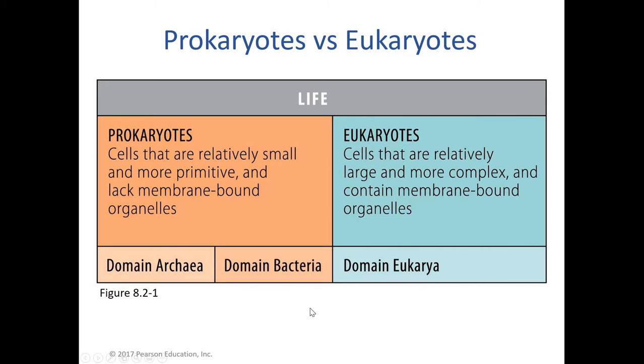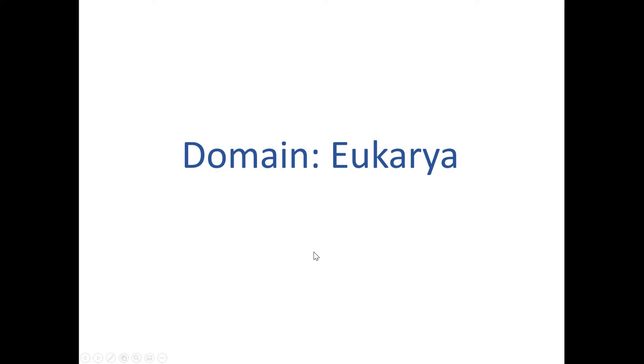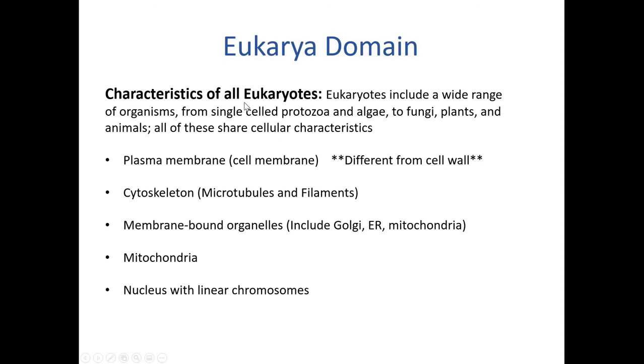And so we'll recap quickly first on the domain Eukarya. Characteristics that all eukaryotes share include a plasma membrane or a cell membrane, which is different from a cell wall. Some eukaryotes do have a cell wall, but not all of them do. Eukaryotes have a cytoskeleton, which is composed of microtubules and filaments. They have membrane-bound organelles like the Golgi apparatus, the endoplasmic reticulum, and the mitochondria. Of course, they have mitochondria, which all prokaryotes lack. And they also have a nucleus with linear chromosomes. Bacteria and archaea actually tend to have circular chromosomes.